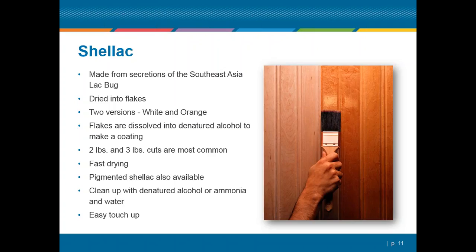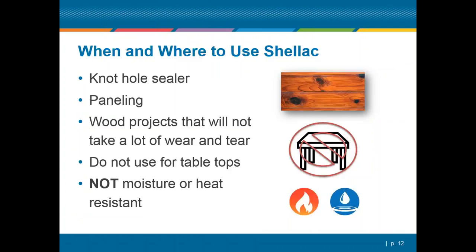Again, there are a few places you probably wouldn't want to put it, but for the most part, it would be an easy one-coat, two-coat type of system that is very readily available. So knothole sealers, paneling, and wood projects that don't take a lot of wear and tear. As you see with a tabletop, because of the water staining and water marking, and because it's not very moisture or heat resistant, that tongue and groove paneling on a sidewall would be a great place to use something like that.